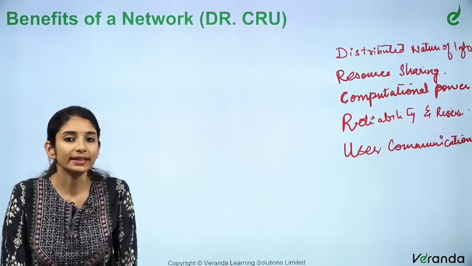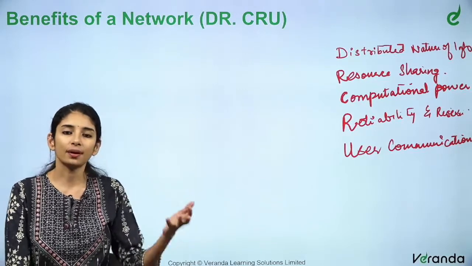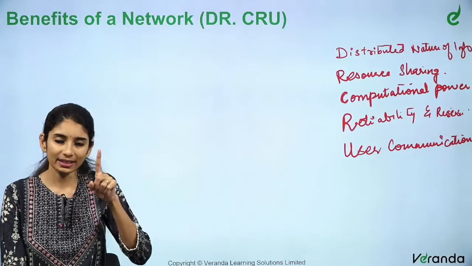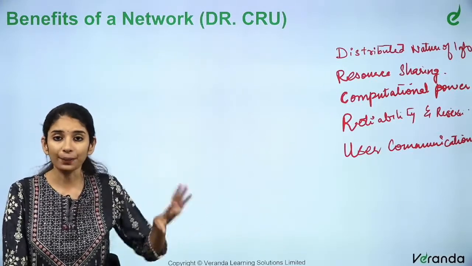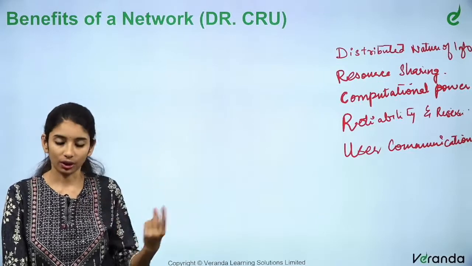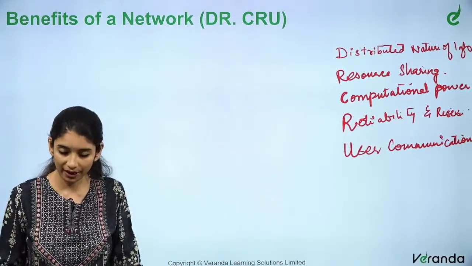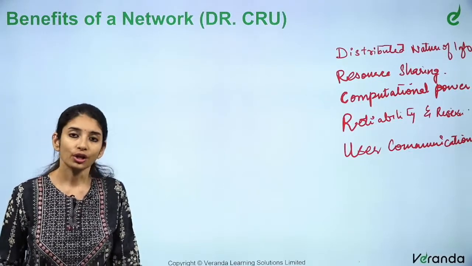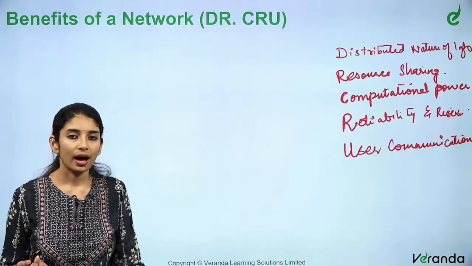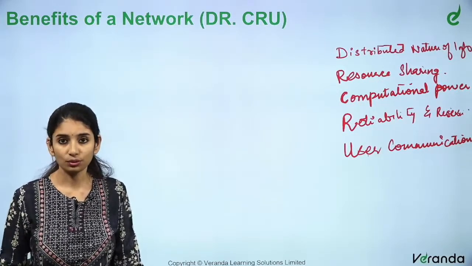For example, take ATMs. We have so many ATMs in a city. In case one ATM stops working, there's not going to be an issue because the other ATMs are still up and running. It is because of the network. So reliability and resiliency: the ability to recover from a failure is very fast due to a network. And user communication: users can send emails and chat through a network.